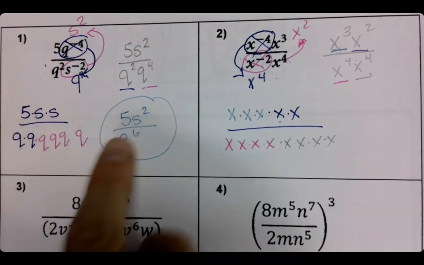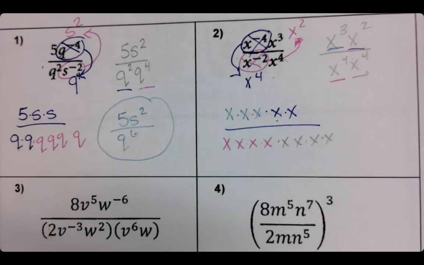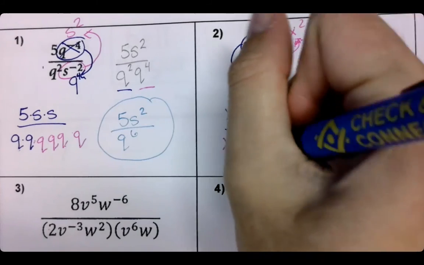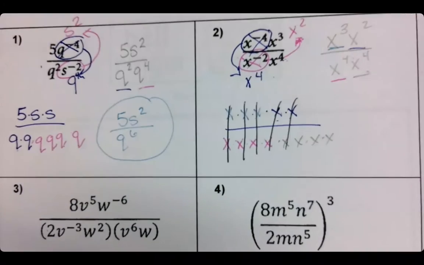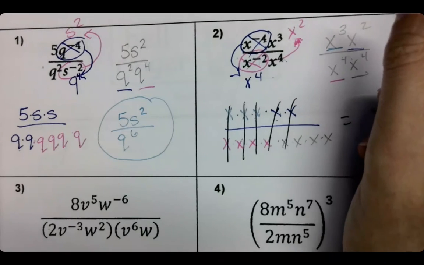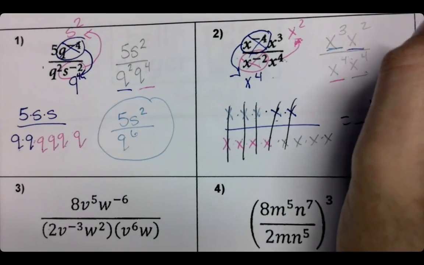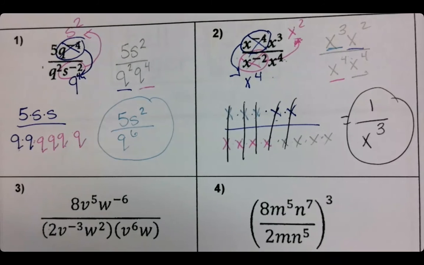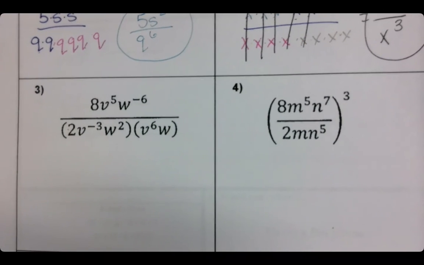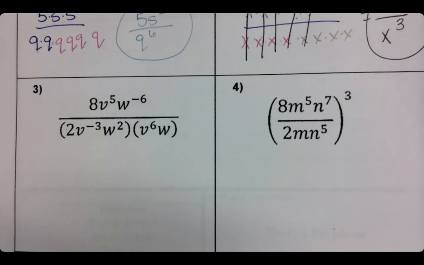And this one, we didn't have anything we could take out and do like that. But on this one, I could do 1, 2, 3, 4. I have 5 pairs that cancel out, leaving me with 1 over x to the 3rd power. Kind of a lot, I know. Okay. Try 3. 3 is very similar to what we just did. Very, very similar. Move your negative exponents first.